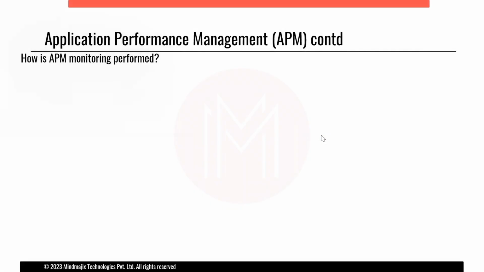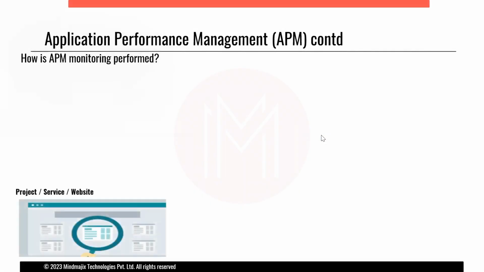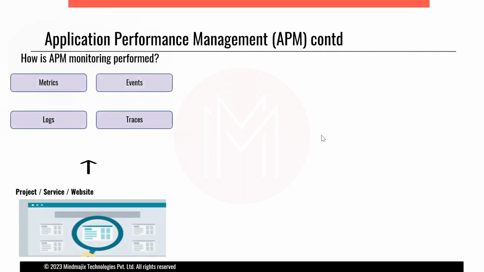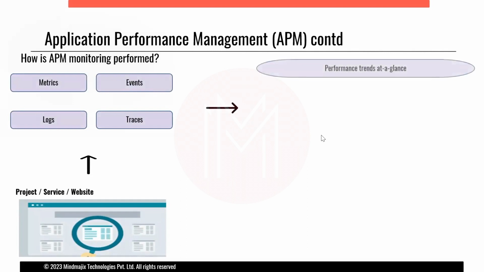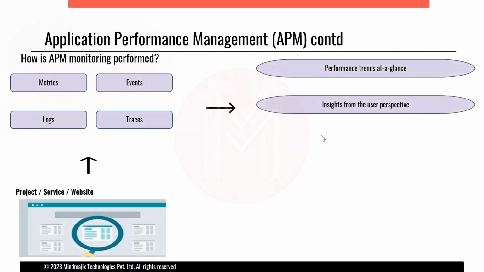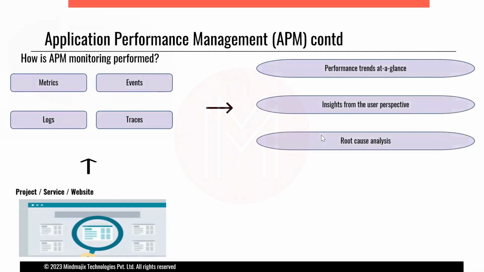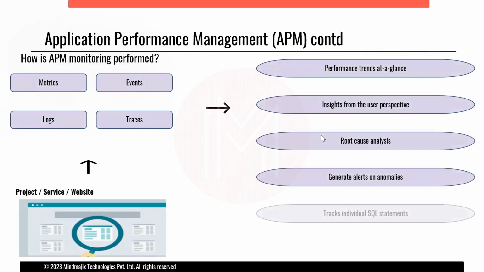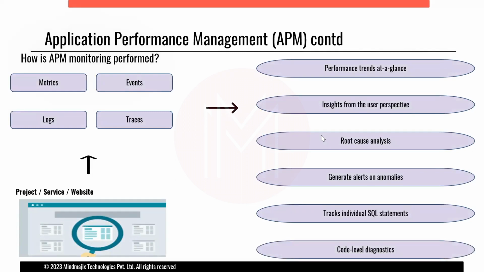So, how do we do application performance management or monitoring? Like the example of an e-commerce application I gave before, a plugin or an agent will be installed within the server where that application is running, which will get us logs, traces, metrics, and events for that particular application and the server as a whole, using which you can derive performance trends at a glance and insights from a user perspective. We can do root cause analysis, generate alerts on anomalies or any issues that happen within that application server, track individual SQL statements, and do code level diagnostics.